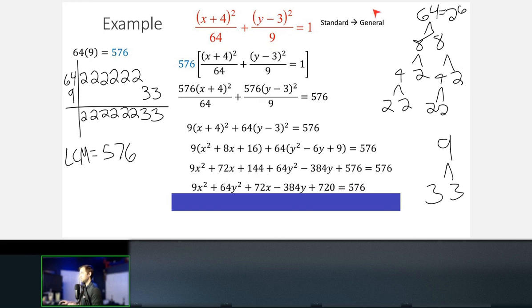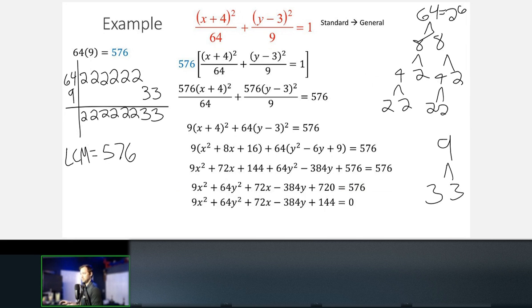And then remember, in general form, we are going to reorder these terms. So we're going to have the x squared followed by the y squared, followed by your x term, followed by your y term, followed by your constant. The last step, which we could have done previously, or even really up here, we could have actually moved this to the other side. Doesn't really matter. You can leave it here until then. But from here, remember, it has to equal 0. So general form must equal 0. So you have to subtract 576 from both sides. And then we get the final answer.